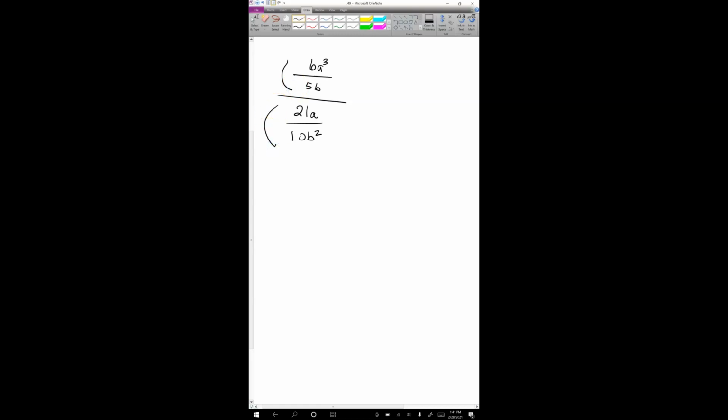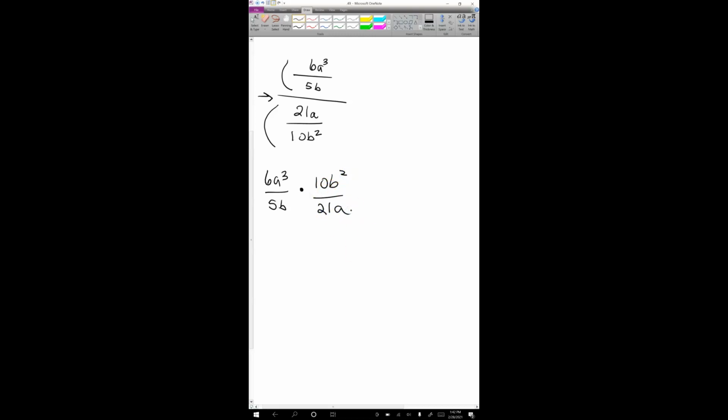So we can move on to the next step, which is to set up a division problem, right? Because this means divide by. So what I can say is 6a cubed over 5b times, right, because when you divide by a fraction, you can actually multiply by the reciprocal. So we're going to say times 10b squared over 21a.